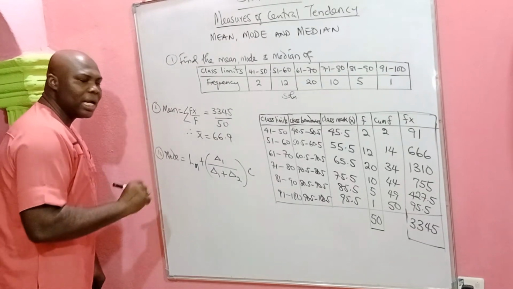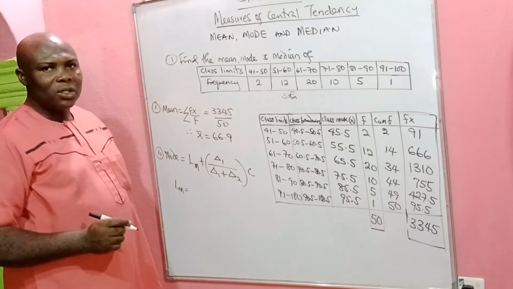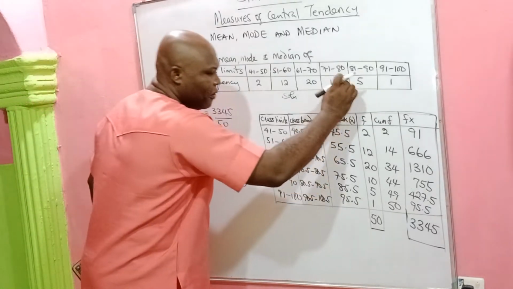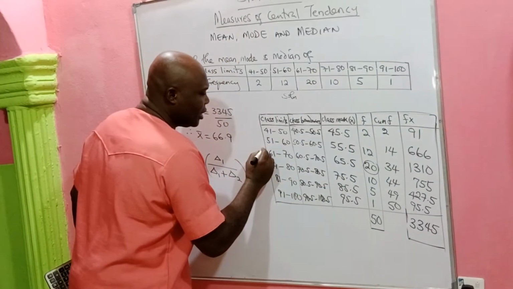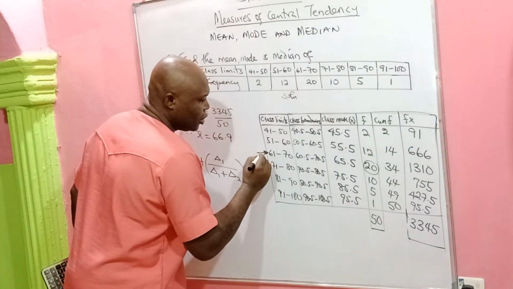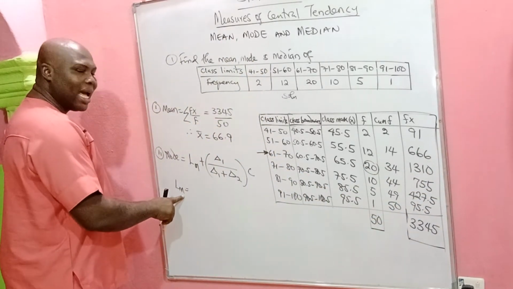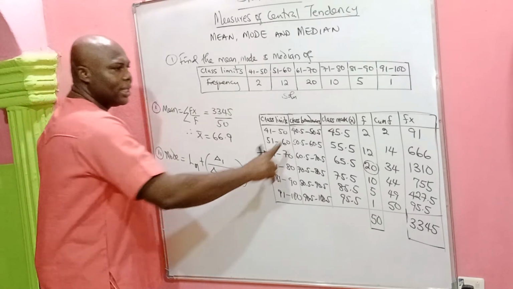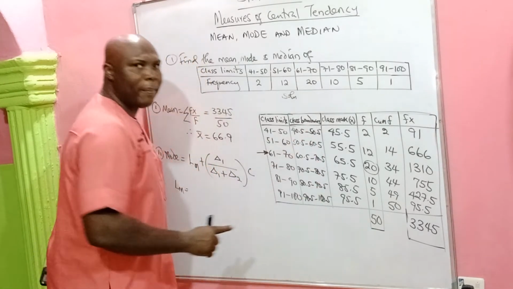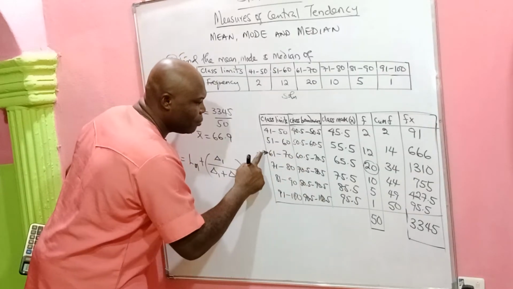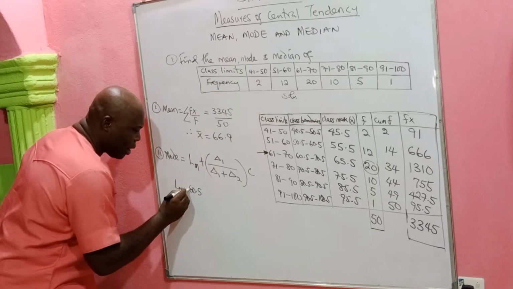So we need to bring out the values of all these, Lm. First and foremost, we have to identify the modal class, which is the class with the highest frequency. And if you look at this, this is the highest frequency. So the class that has the highest frequency is this class, the whole of this class. So that is the modal class. So we need Lm. Lm is the lower boundary of the modal class. These are the boundaries. These first boundaries are the lower boundaries, and these other ones are the upper boundaries. So the lower boundary of this modal class is 60.5. So we record 60.5. That's the lower boundary of the modal class.